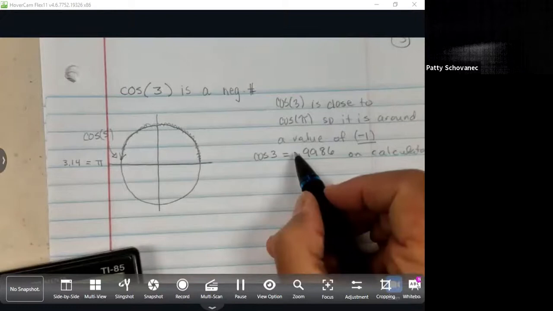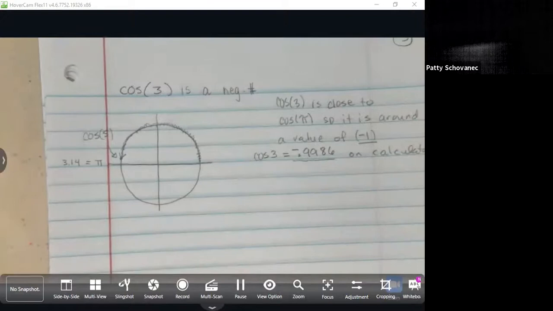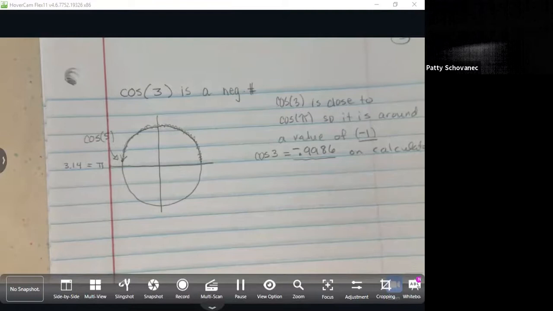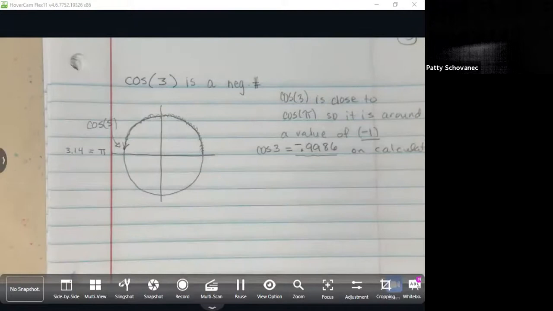And it's going to have to be a negative number, right? Quadrant 2, x is negative, y is positive. I would ask you, is this number positive or negative? And it'll be multiple choice. Positive, negative, none of the above.